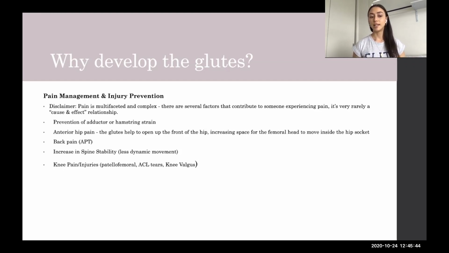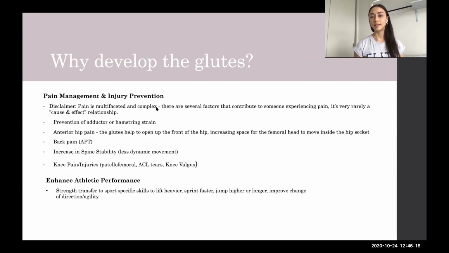The last one is knee pain and injuries. So the glutes really help to stabilize that knee. And if you've got any issues with that knee tracking inwards, like knee valgus, the glutes really help to bring that more laterally, working on that lateral hip. So could help with things like patellofemoral syndrome and ACL tears. ACL tears are very common, especially in female football.